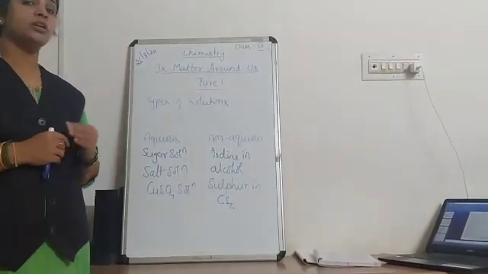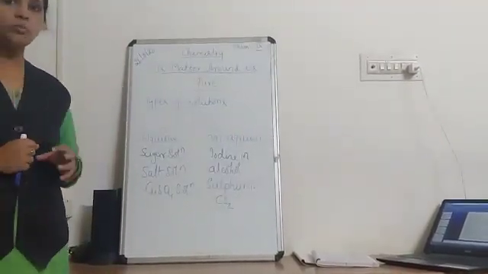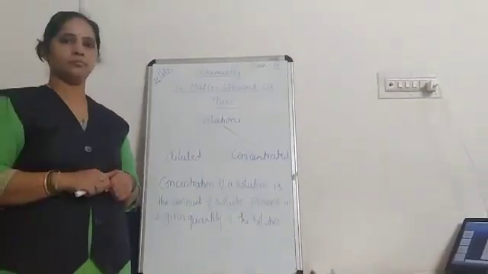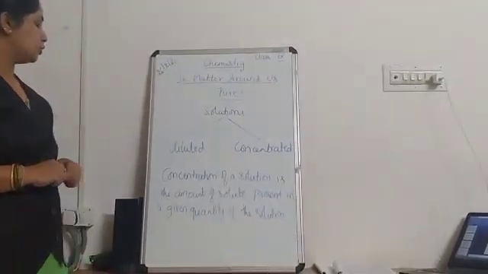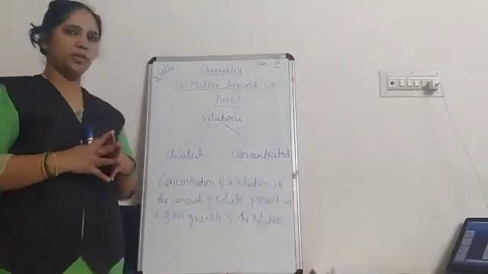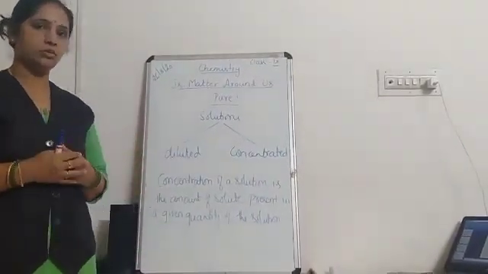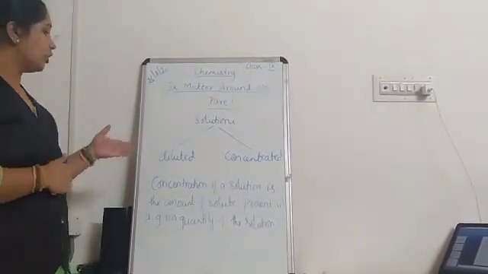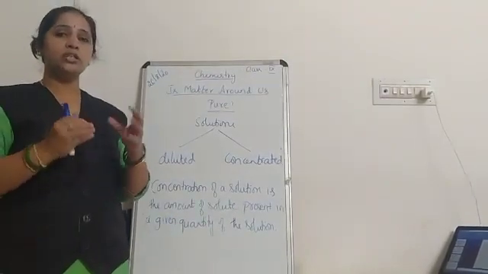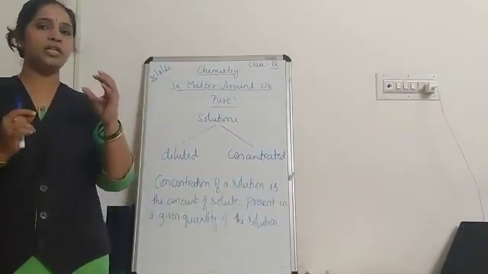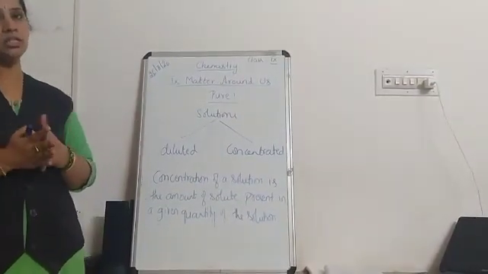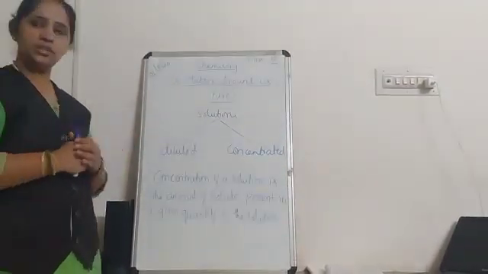Next, based on the amount of solute present, what will be the types of solutions? Let us know. Based on the amount of solute present, solutions are further classified into two types, that is the diluted solutions and the concentrated solutions. What do you mean by diluted solutions? The solutions in which a small quantity of solute is present in a large quantity of solvent. Such a solution is called a diluted solution.